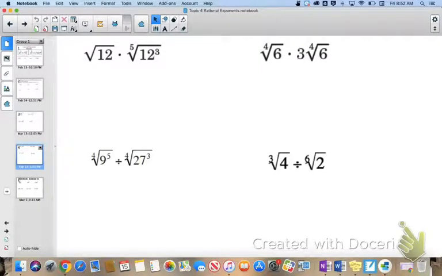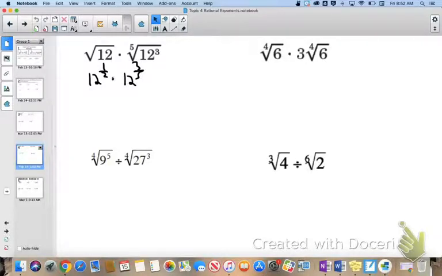Okay, so sometimes when they're given to you in radicals, what you need to do is write them with a rational exponent, simplify, and then move them back to radicals. Okay, and I'll explain as I go through. So with 12, square root of 12 is 12 to the 1/2 power, and the fifth root of 12 to the third would be 12 to the 3/5 power.